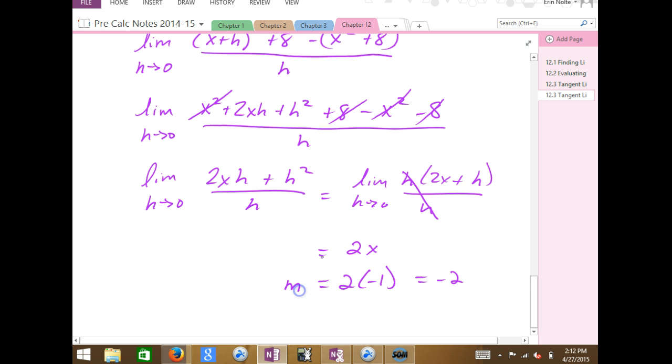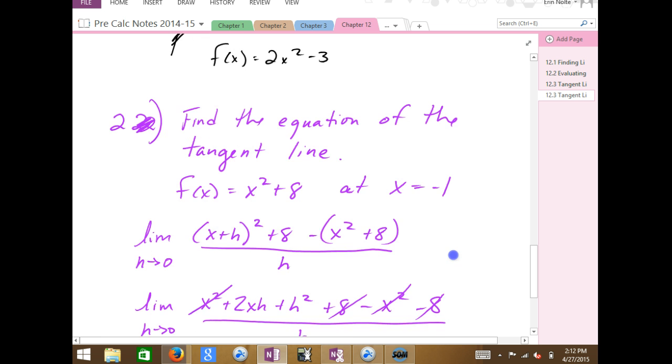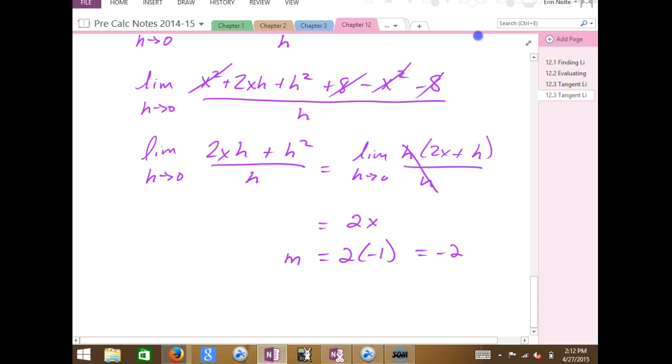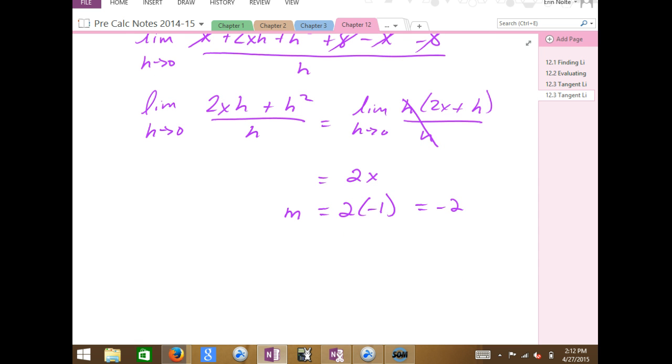Okay. That was given. Oh, right. Okay. So then we'll have y equals negative 2x.